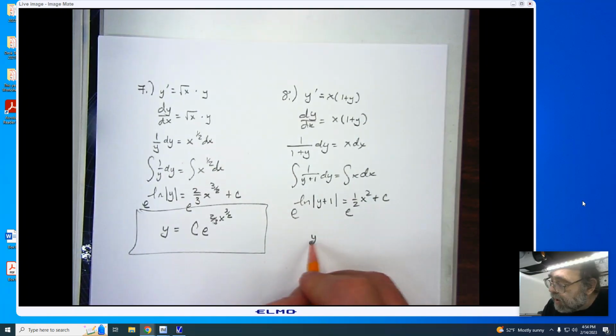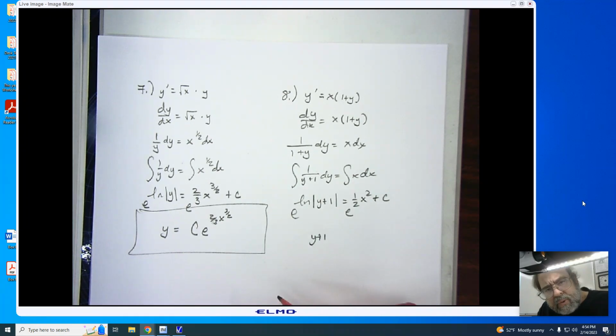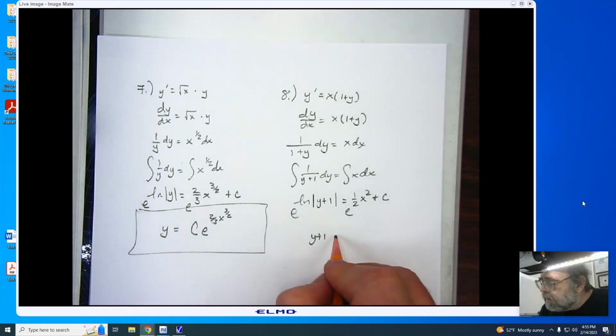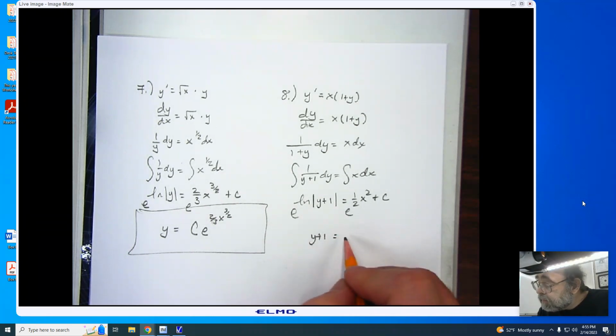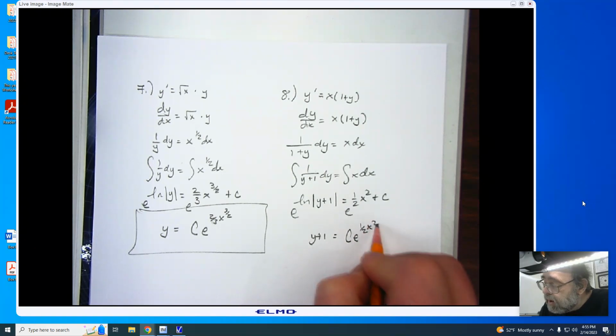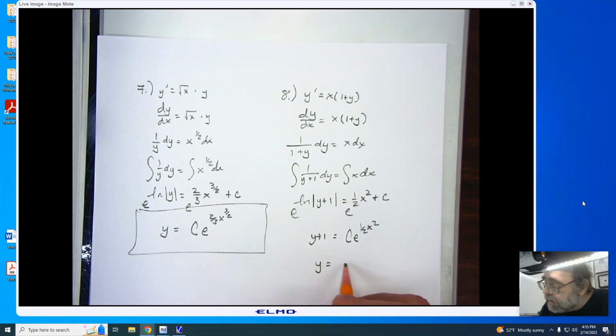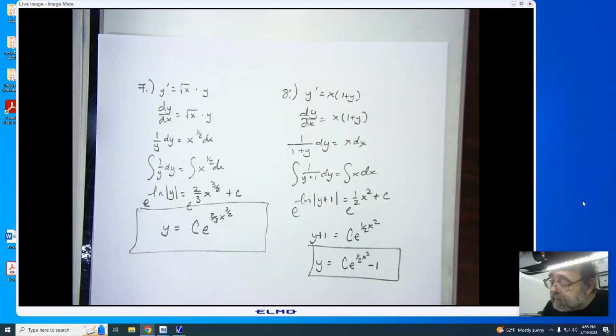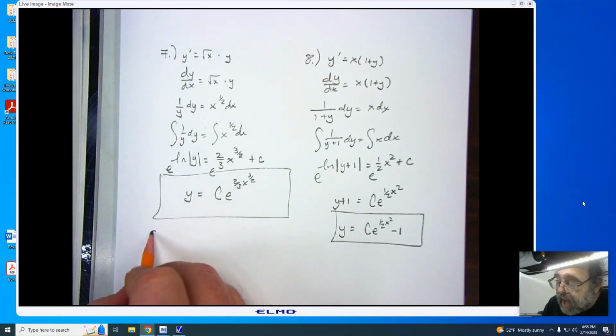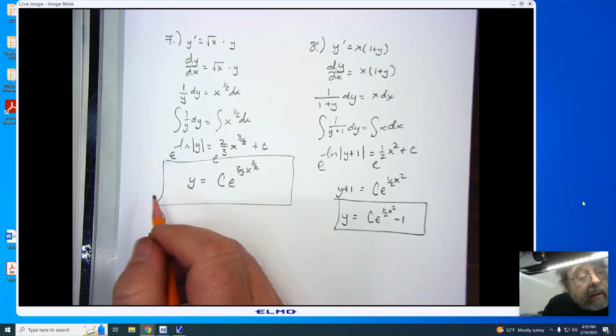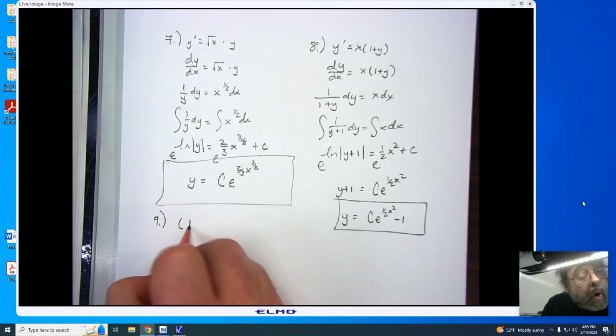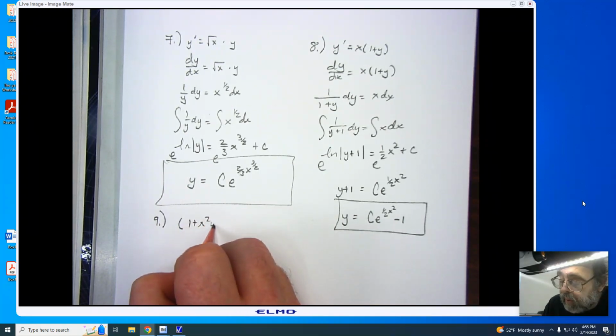Exponentiating, I get y plus 1. Notice how the absolute values go away when we exponentiate. Please watch out for that. We end up getting our constant times e to the 1/2 x squared, and I'm now going to subtract 1. So c e to the 1/2 x squared power minus 1 is my answer. Let's go ahead and take a look at 9. Number 9 is 1 plus x squared y prime.